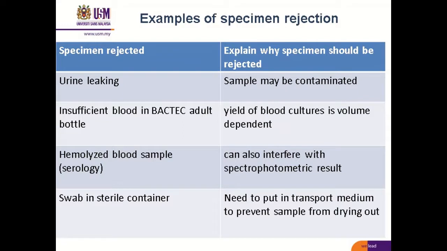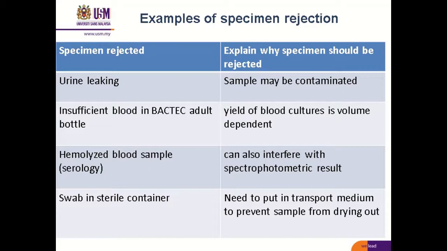Sometimes when the specimen is sent to the lab, it is rejected, and there are various reasons why specimens are rejected. For example, in the case of a urine sample, it is because the urine is leaking. We cannot accept the sample because the sample may be contaminated.